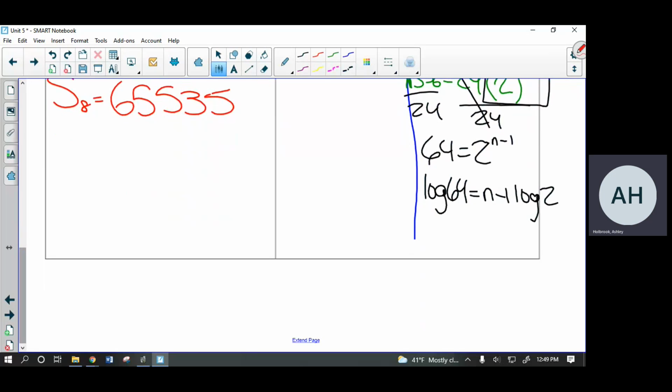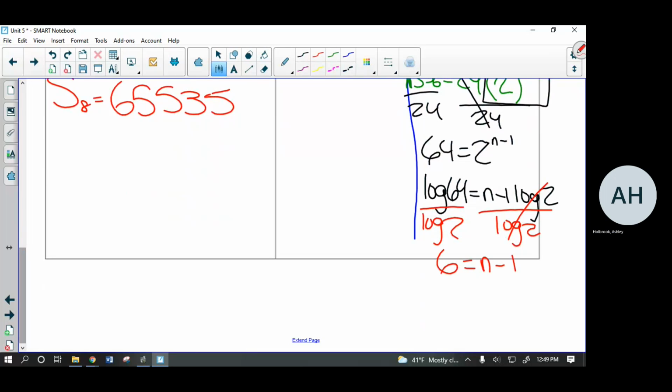As soon as you use the log to bring that exponent to the front, you're done using it, so you have to get rid of the log of 2 by dividing both sides by the log of 2, which will get you a nice number. The final answer: when you divide the log of 64 by the log of 2, you get 6, which equals n minus 1. So my last step to solve for n would be to add 1 to both sides.